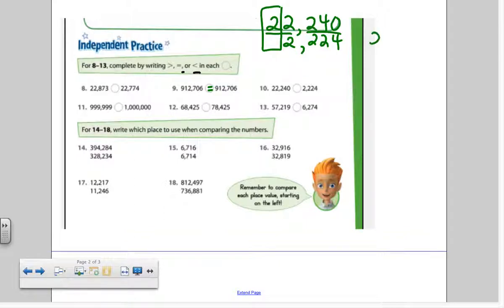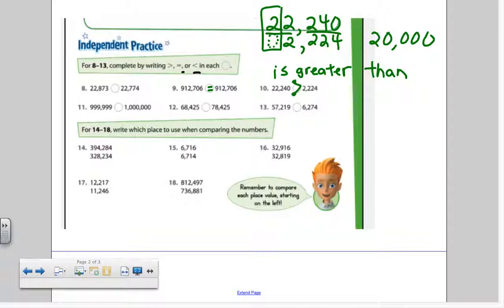And we can tell by looking at the tens column that the top number here, this 2 is valued at 20,000. There is nothing here. Imagine it as a 0. So this top number is much greater. So again, you're going to draw your greater than symbol. And we are going to read this as 22,240 is greater than 2,224. Go ahead, pause, try to do the rest on your own.